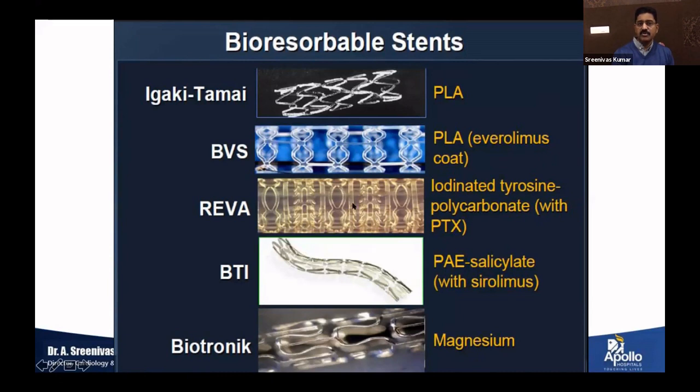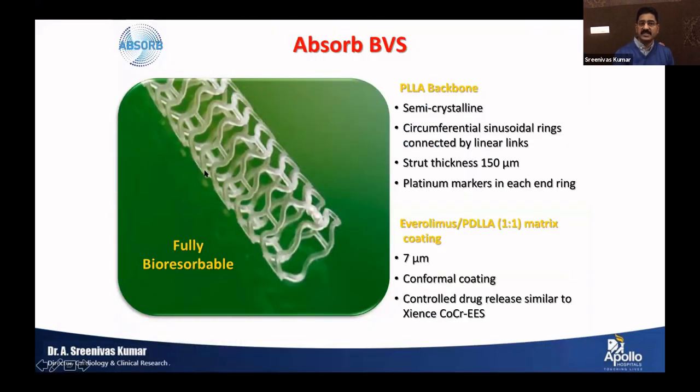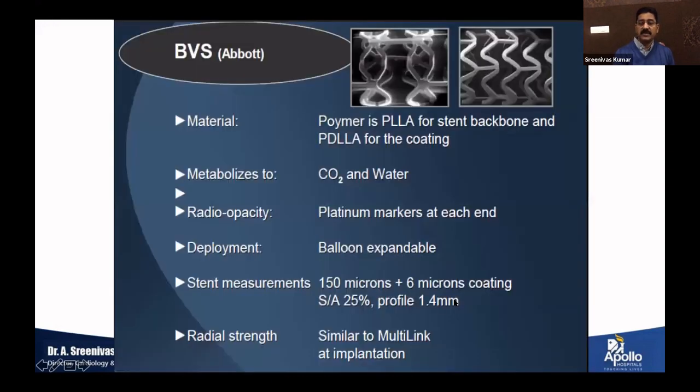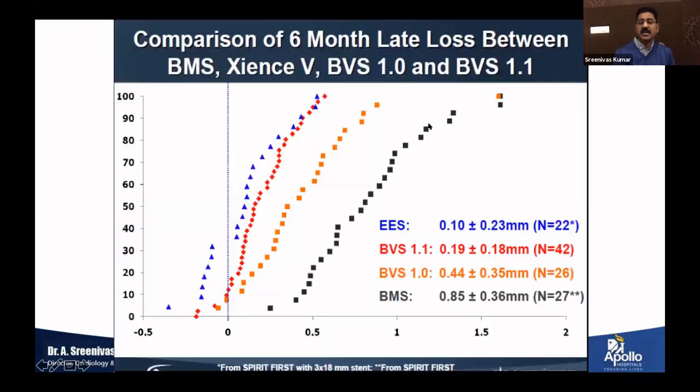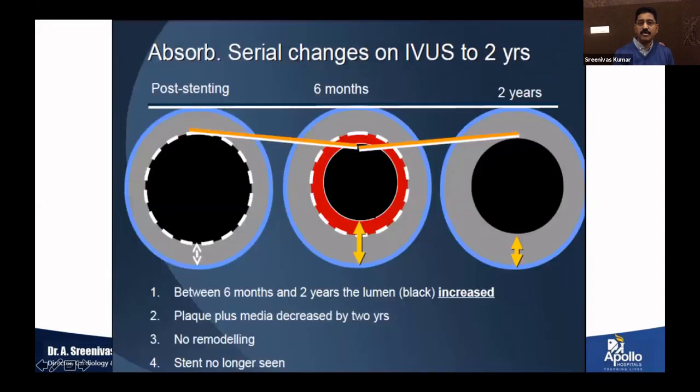Then further research is going on with Reva platforms, which is about to be launched, and Biotronik is working with a magnesium-based platform. This is the absorb BVS, fully absorbable, but the strut thickness was 150 microns here. The drug again was the same as the Xience platform. It was balloon expandable, and 150 microns was the problem. It had the same multi-link design and used PLLA polymer. Initially, it did all right, but the follow-up results then showed more thrombosis rates, and the stents landed in trouble with 3 and 5 year results. That's how it was given up.